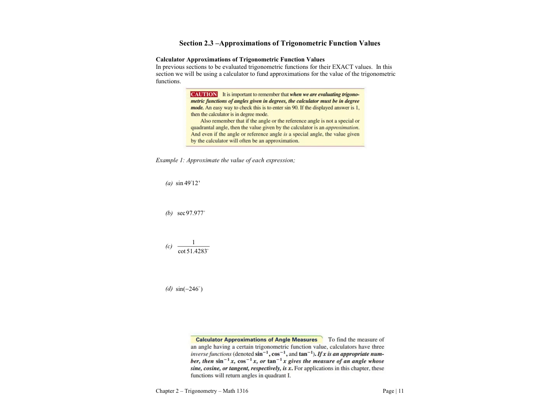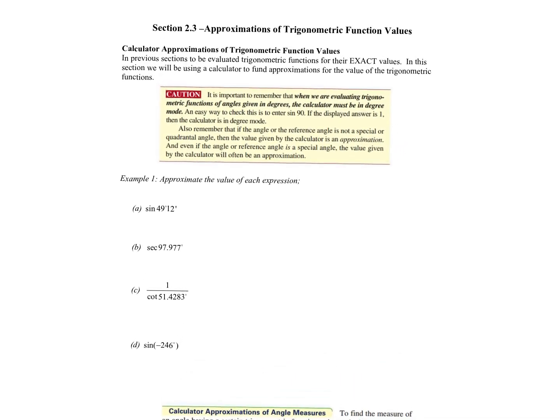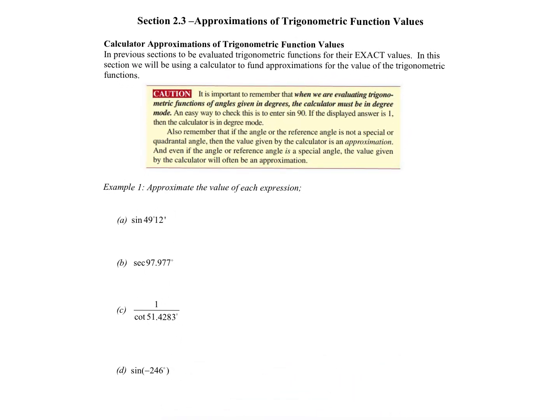So today we're going to do section 2.3, approximations of trigonometric function values. And this is going to be a calculator section. So in 2.2, we did the exact value. We did not approximate. We drew triangles with root 2s and root 3s. We found exact values. But in this section, we're going to find approximations. So when we do approximations, it's an about value, not exactly.